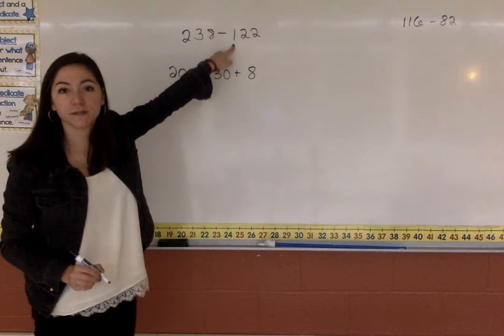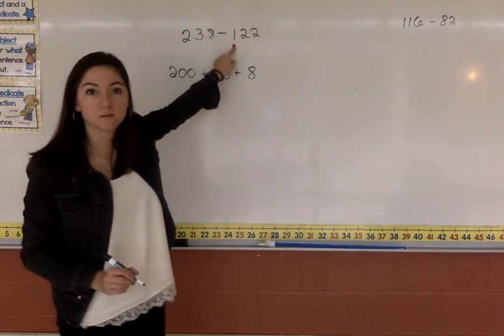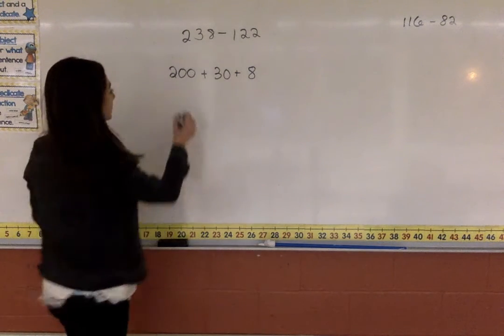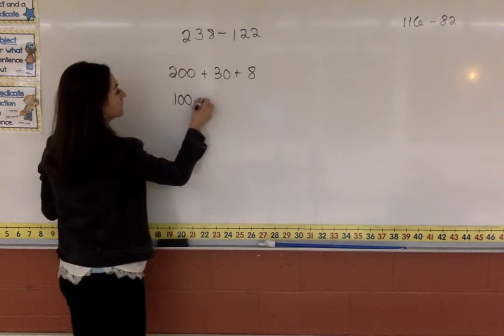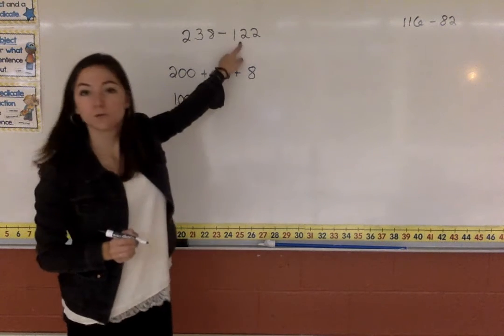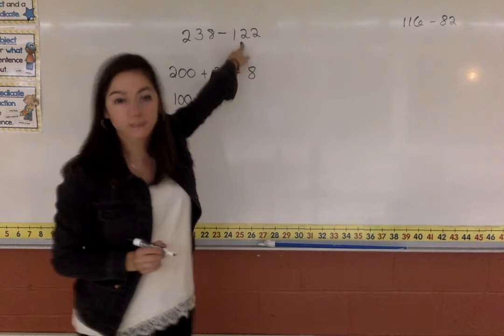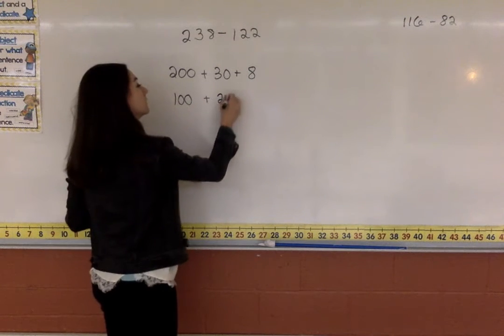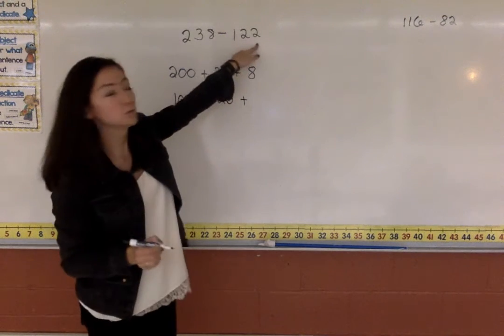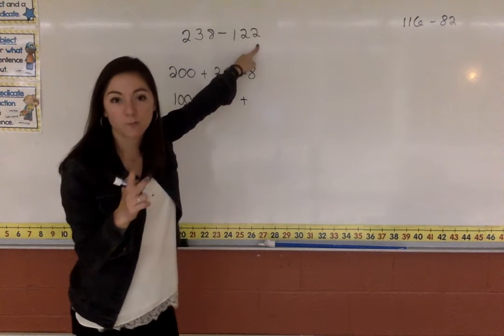Now for 122, my 1 in the hundreds place represents 100. My 2 in the tens place represents 20. And my 2 in the ones place just represents 2.